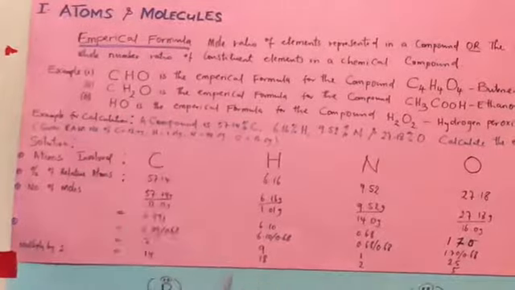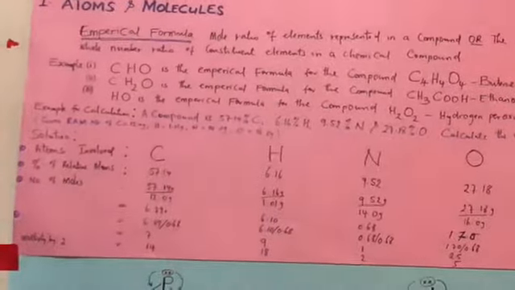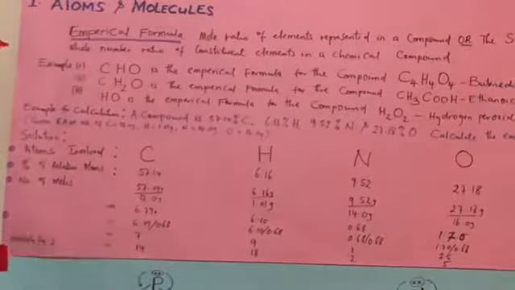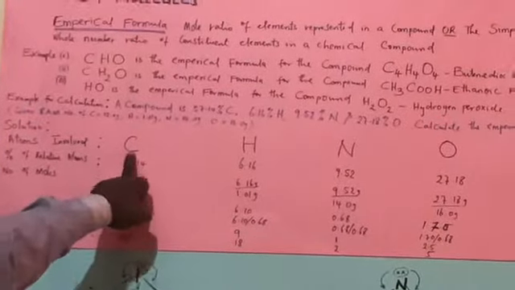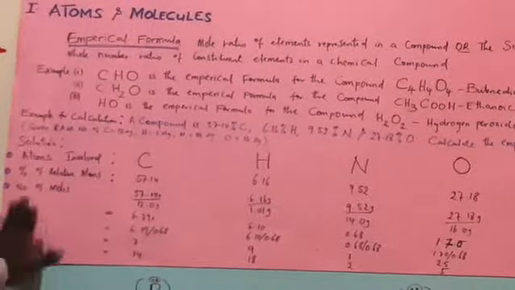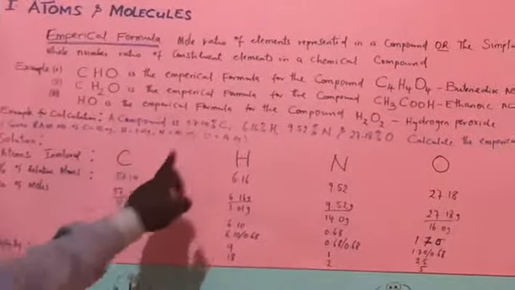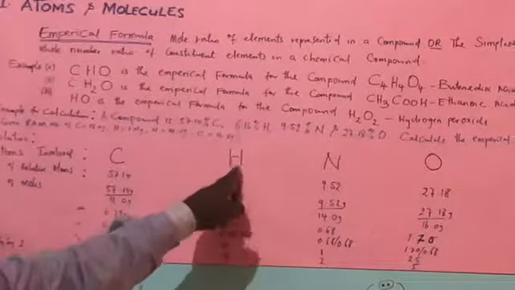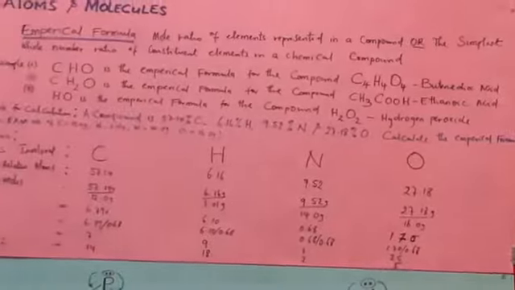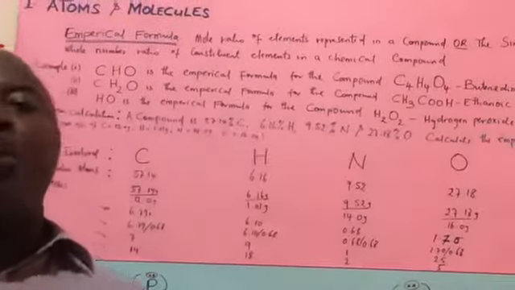The procedure, as I earlier mentioned to you, is this. We have to identify the various atoms involved in this compound. And we said it was carbon, represented by C, hydrogen represented by H, nitrogen represented by N, and oxygen represented by O. Now, the percentages of the relative atoms were outlined here. The percentage of carbon was 57.14. The one for hydrogen is 6.16. The one for nitrogen is 9.52. The one for oxygen is 27.18. The next procedure is how can we get our moles?